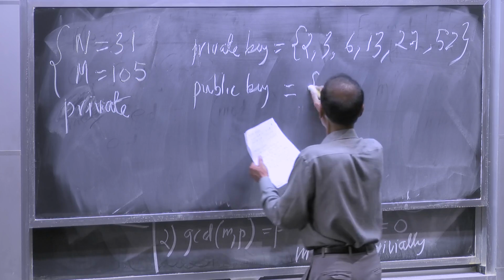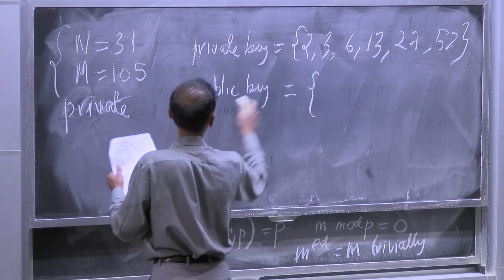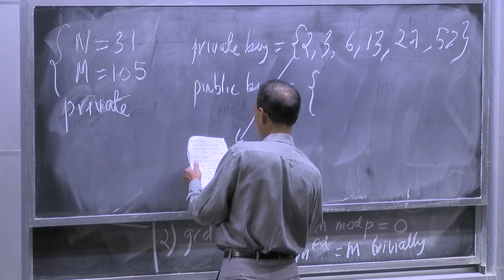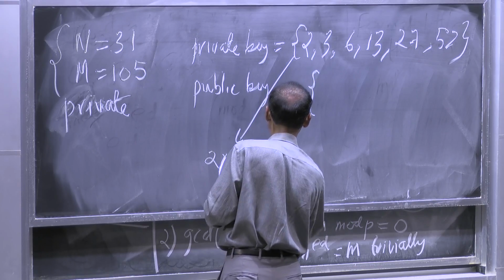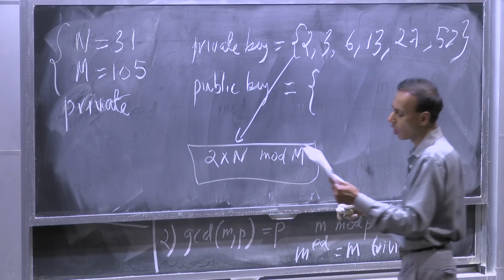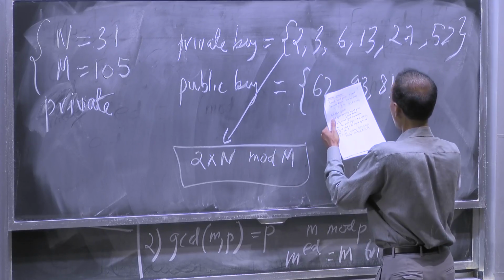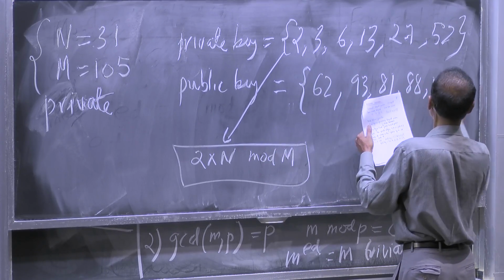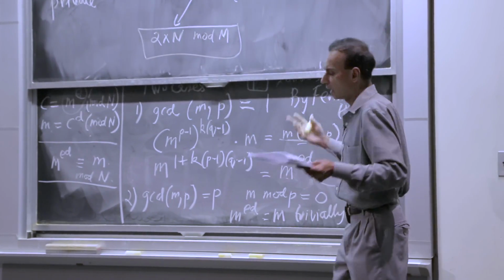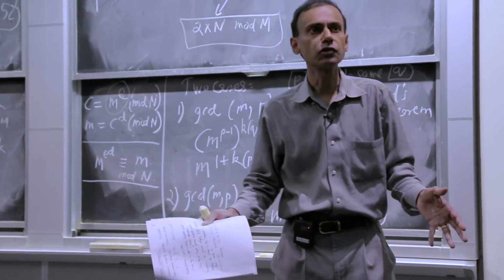is, what I'm going to do is simply multiply each of these by n, and take mod m. So for each of those values, I multiply it by n, which is 31, and take the mod of 105, and I end up getting 62, 93, 81, 88, 102, and 37. All right? So you can get a private key and a public key using this private transform.